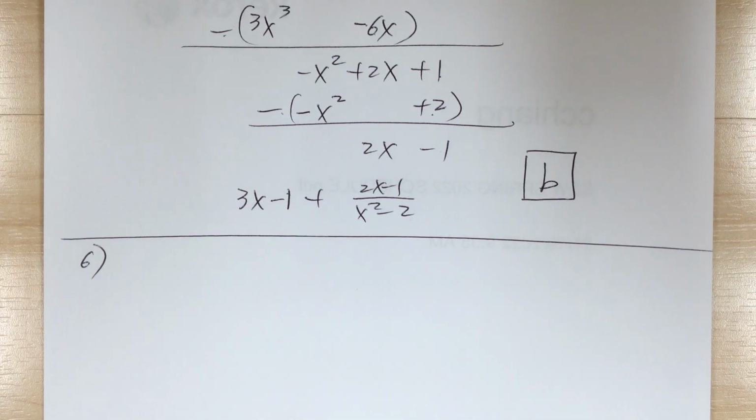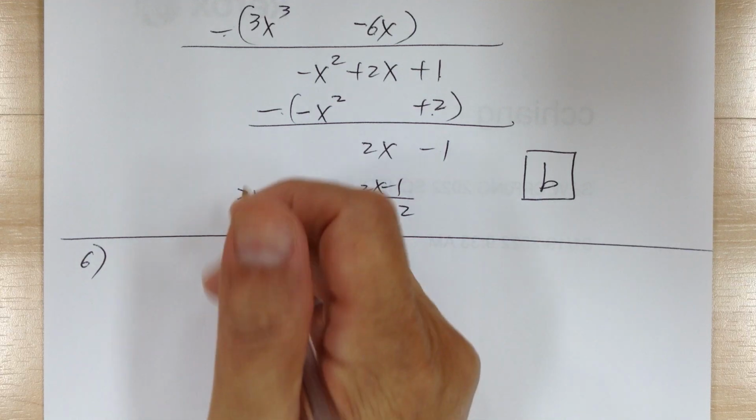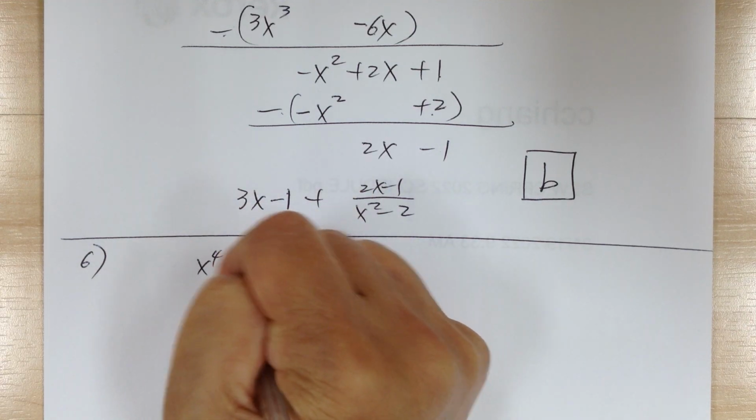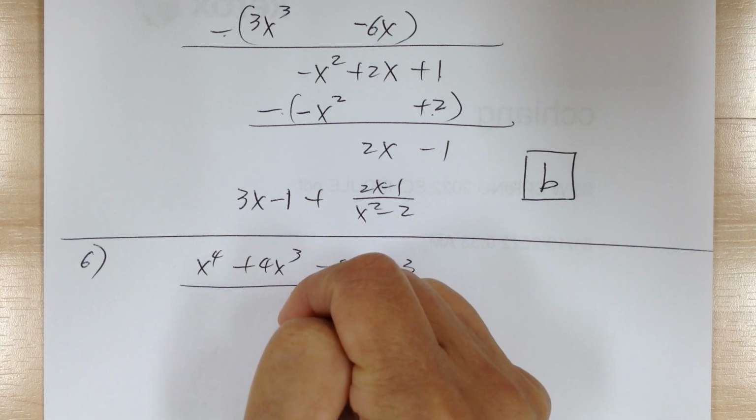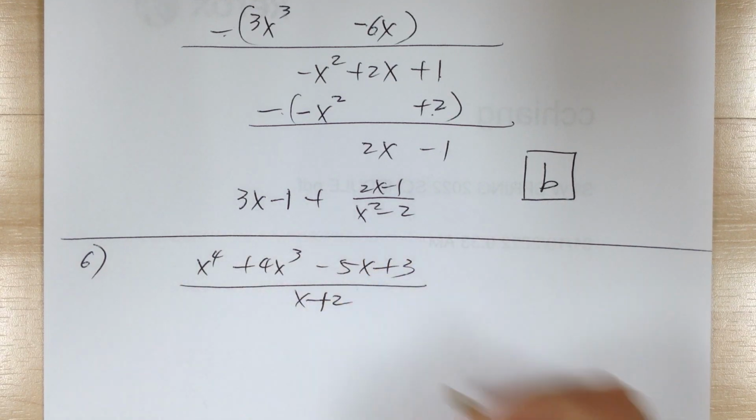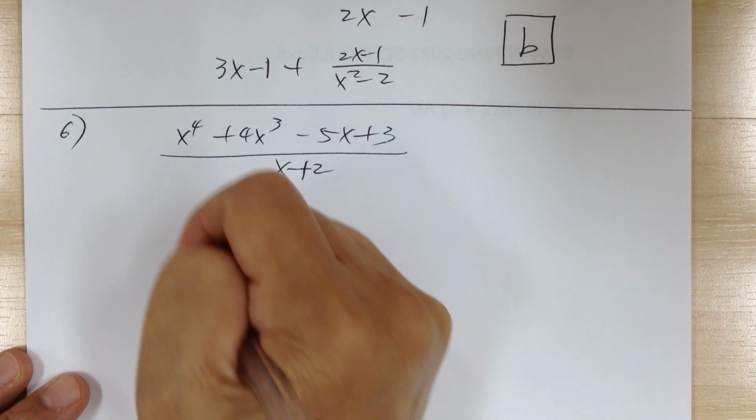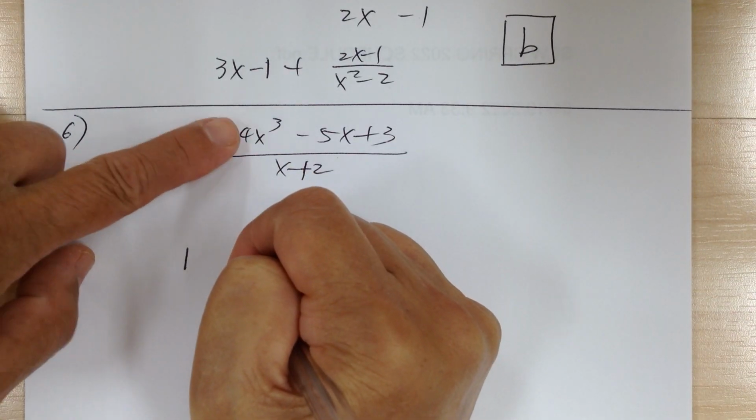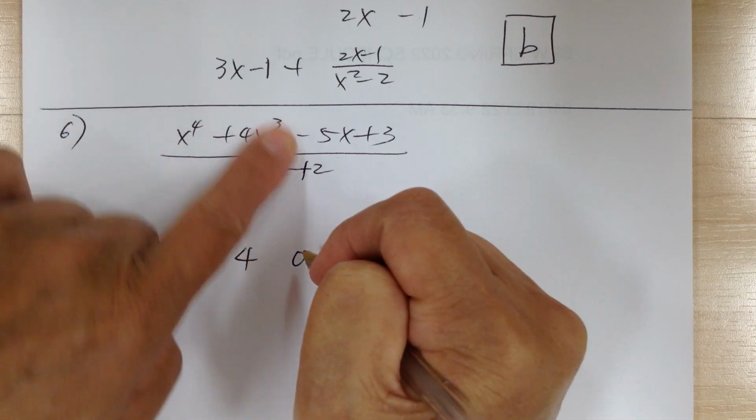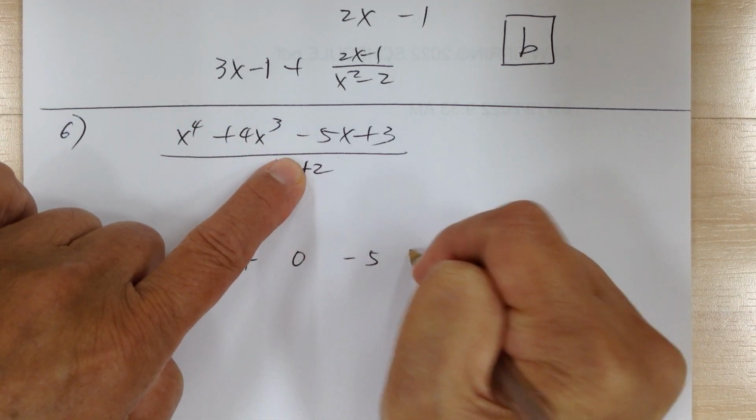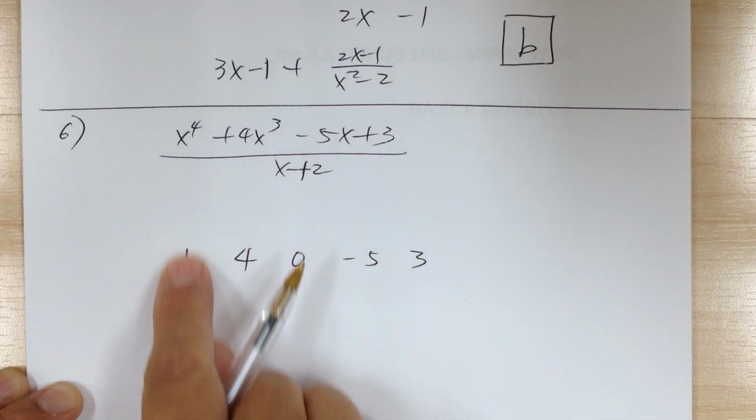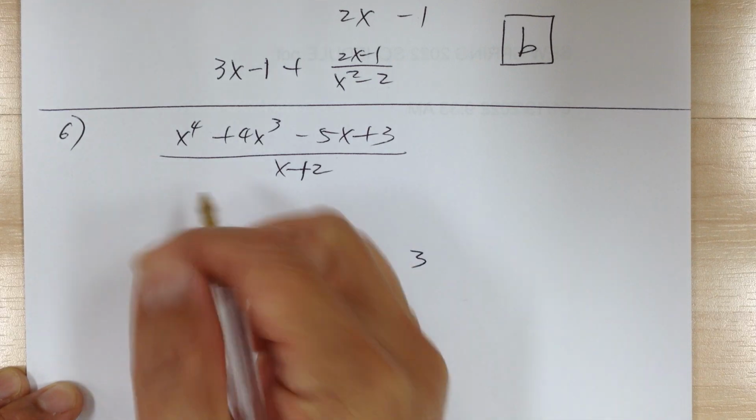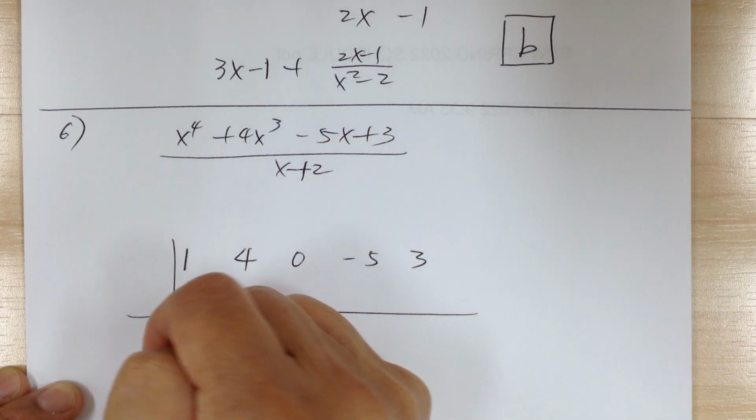Okay, number 6. You want to use synthetic division to divide x to the 4 plus 4x to the 3 minus 5x plus 3 by x plus 2. So get the coefficients. You got 1, 4. Now you have to put 0 for the x squared, and you got negative 5 and 3. So again, there's no x squared, that means 0. Okay, you have to put them in order: the 4 power, 3 power, 2 power, 1 power, 0 power.